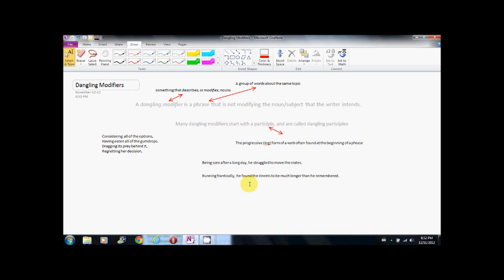So we've edited the sentence and it no longer contains a dangling modifier. The thing doing the action, the thing running frantically, is now clearly visible in the sentence.